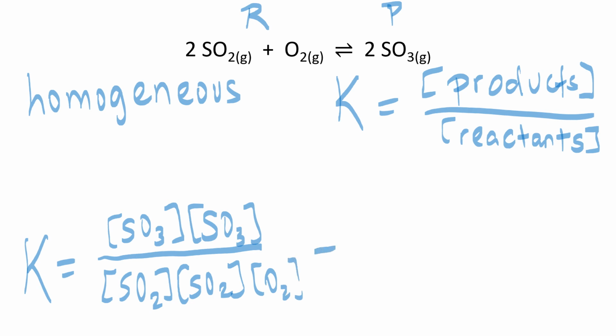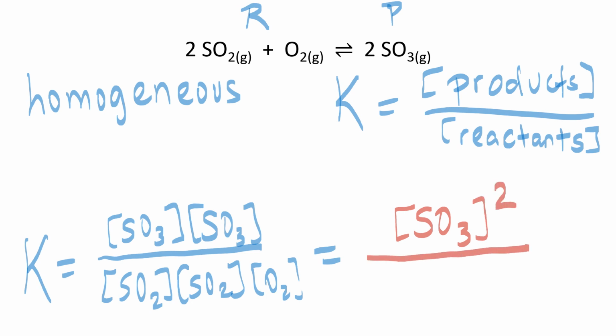But if you notice, just like in math, when you're multiplying the same thing by itself, instead of writing it out more than one time, we can simply show exponents. So we could have written this expression as SO3 squared, because we had two of them, divided by SO2 squared, because we had two of those, times O2. So if you notice, your exponents correspond with the coefficients that were present.